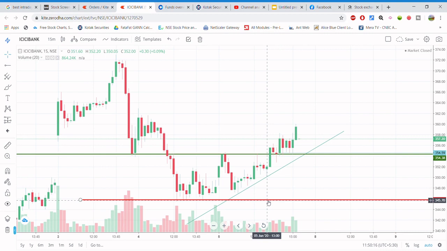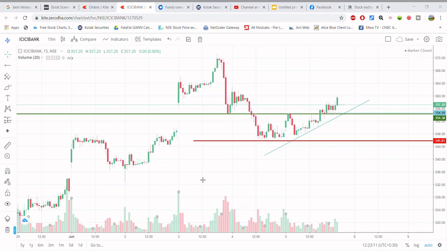So ICICI Bank, you're right on tomorrow, and I'm going to trade on this. I'm going to show you whether I was able to make profit or loss. So guys, the strategy I have shared with you is not only applicable for intraday, the same things you can implement on positional trades, or not only on this stock, you can even try the same technique on other stocks, and I'm sure you're going to see good returns.